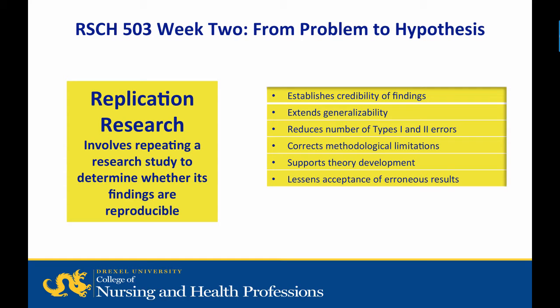Replicating research conducted previously by other investigators is critical to the advance of science and to the evidence base for practice. Replication research establishes credibility of previous findings, extends generalizability, reduces type 1 and type 2 errors, corrects methodological limitations, supports theory development, and lessens acceptance of erroneous results.